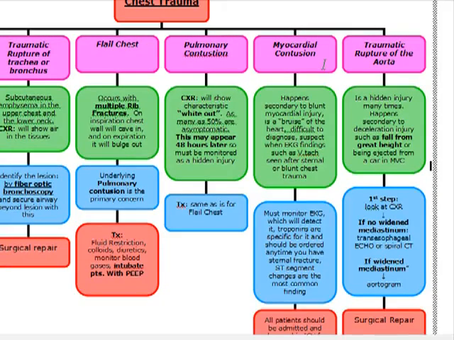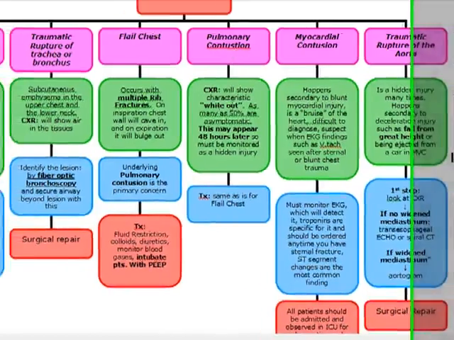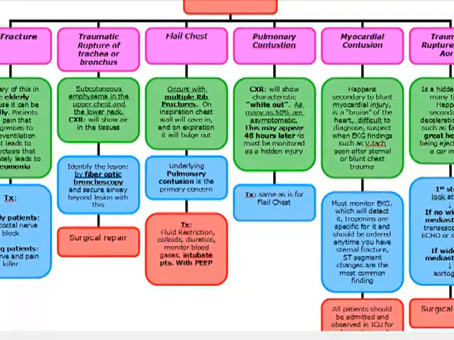Next topic, myocardial contusion. This is another gimme. Like I said, pulmonary contusion is going to happen after a car accident or some type of chest trauma, and you're going to look for this whiteout, right? It can be a hidden injury, and we're going to treat it with fluid restriction, colloids, diuretics, monitor blood gases, and intubate patients with PEEP.